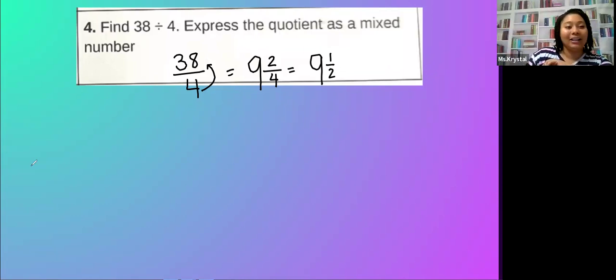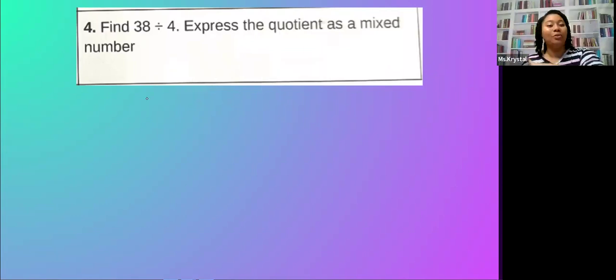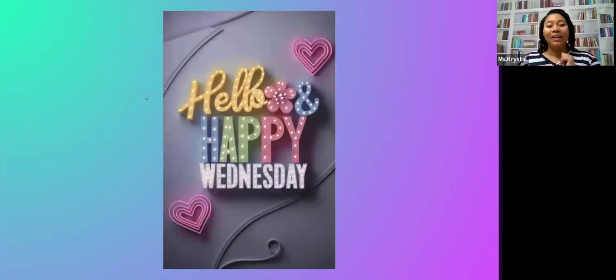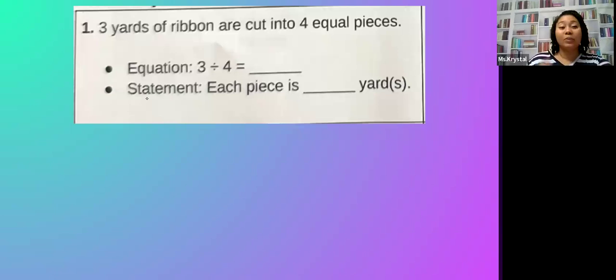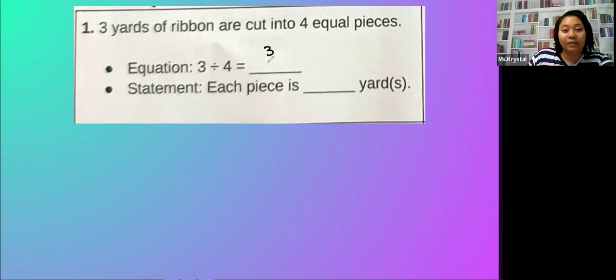And just like that, we are on to Wednesday. Hello and happy Wednesday. All right, let's look at what number 1 has to say. So we have 3 yards of ribbon that are cut into 4 equal pieces. The equation is 3 divided by 4. So that would be 3 divided by 4. And then each piece is going to be only 3/4 of a yard.